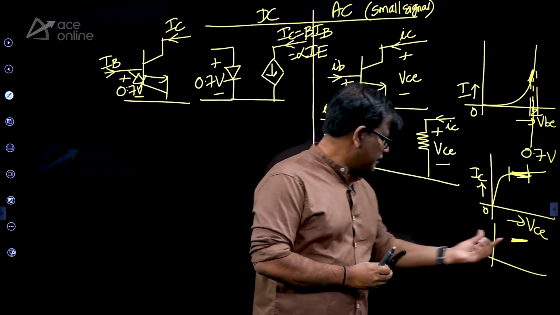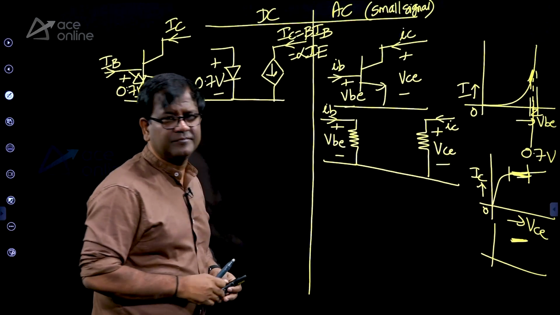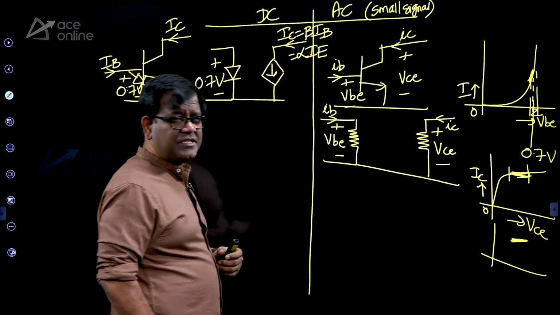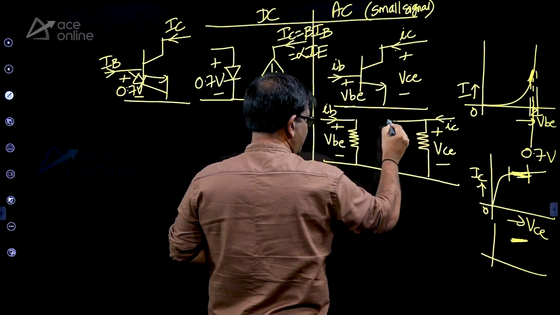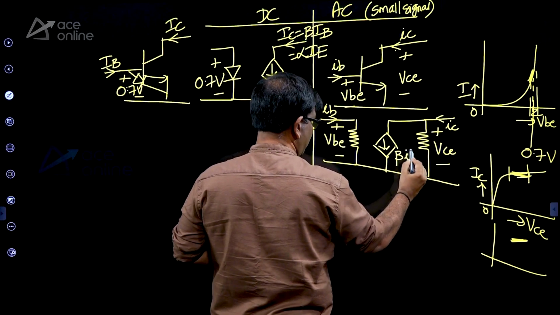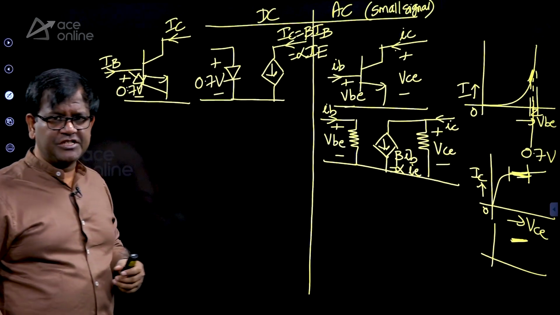Right? So as long as you're working at this portion of the characteristic, its behavior is just like a bulb. And of course, a BJT is not just two resistors. Its output current is dependent on input. So you can put a dependent source in the model and say it's beta IB or alpha I. So this becomes the model.